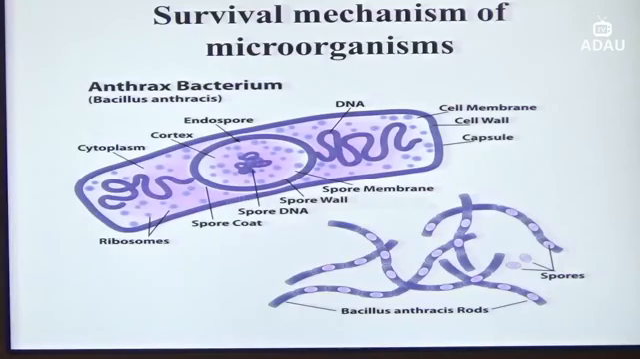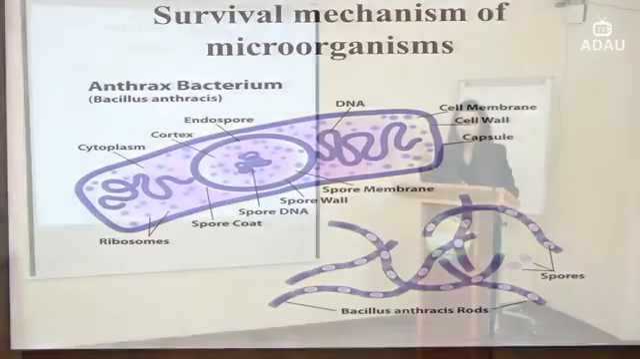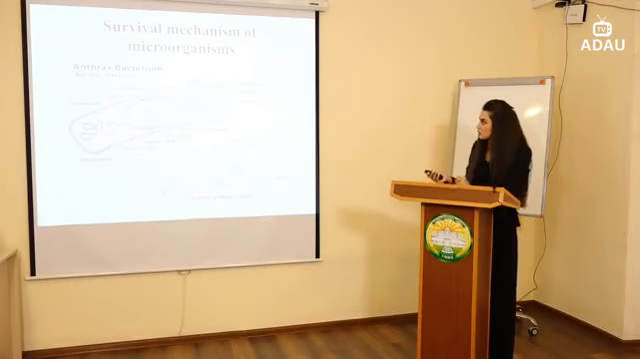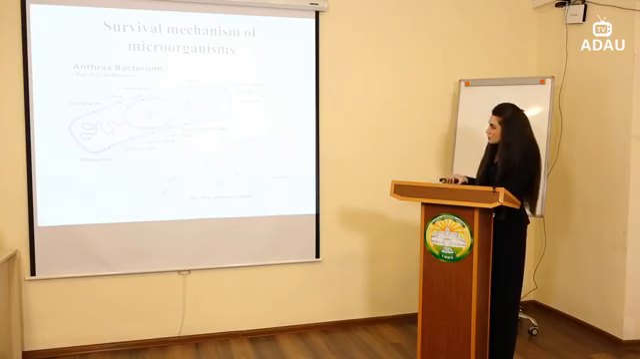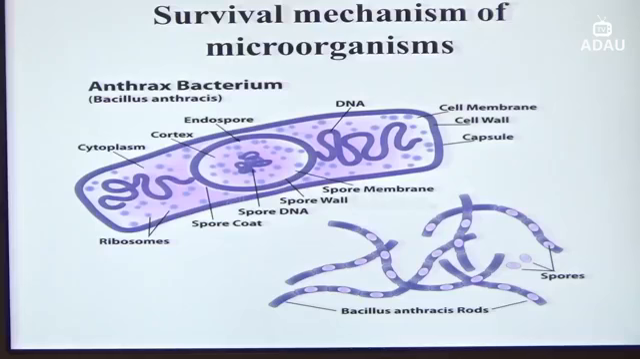And next is the capsule. Inside the human body or animal body, some types of microorganisms have the ability to generate a capsule. The capsule is also one of the survival mechanisms. This is the main structure of the Bacillus anthracis spore: the DNA, cell membrane, cell wall, capsule, spore membrane, spore wall, spore DNA, spore coat, ribosomes, cytoplasm, cortex, and endospore. And these are the Bacillus anthracis rod-shaped microorganisms, and this is the spore, the survival mechanism of the microorganisms.